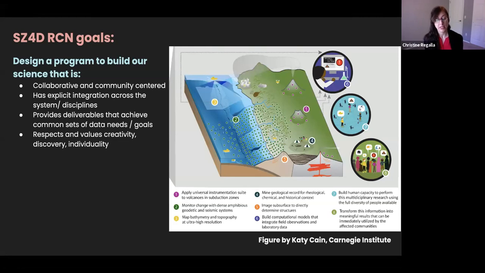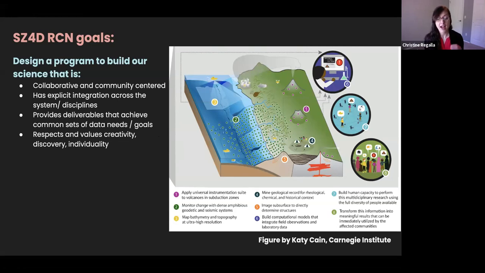SZ4D is an opportunity to build mechanisms that accelerate the pace at which we can make new discoveries by bringing all of your incredible minds together on common critical tasks, and by building in mechanisms to make the data and the science widely accessible and usable across fields so that we all benefit.